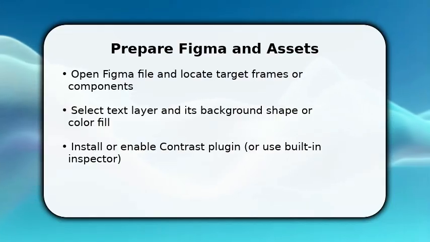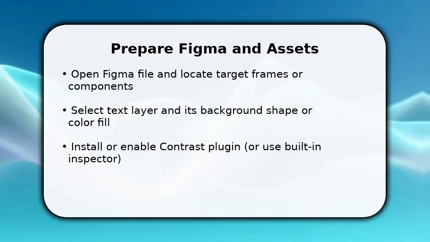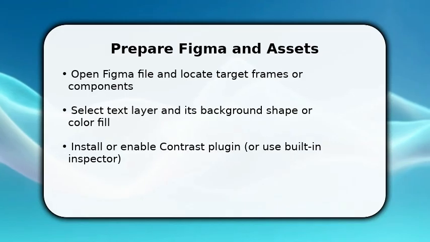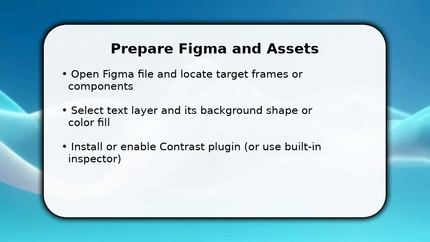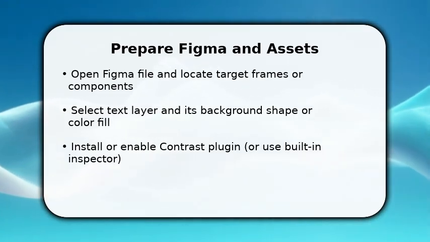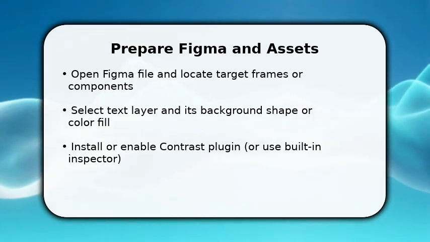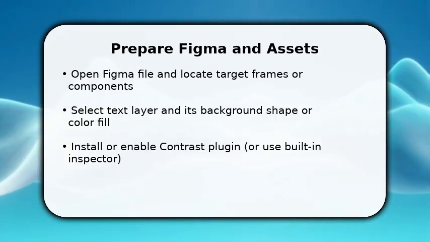You're starting with the actual designs open, so grab the frame and select the text plus its background shape. First, make sure the text and background fills are unique layers. This avoids sampling errors. Once done, open Figma's inspector to see hex values or launch a contrast plugin. Both give you numeric color values instantly. This step saves time because you'll compare exact colors rather than eyeballing them, making the contrast check repeatable and precise.